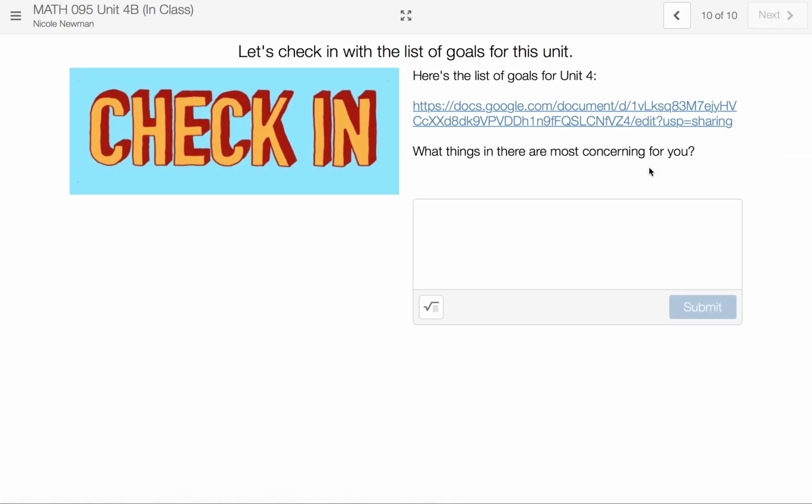And then the last page was a check-in page. You can check the list of goals for Unit 4. If you have things that are concerning for you and you didn't get to ask about them in class today, go ahead and send me an email. I'd be glad to get back with you. Or you could check in with the Math Center on specific styles of topics.